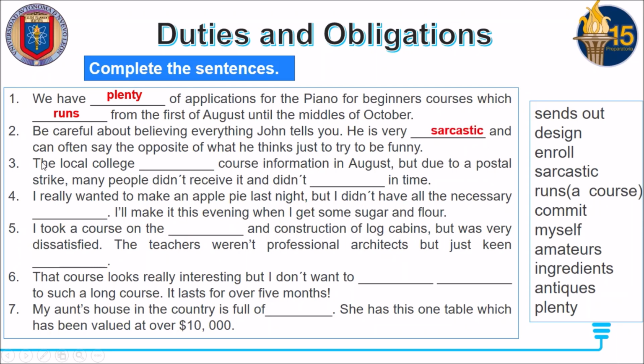Sarcastic. The local college sends out course information in August, like giving. But due to a postal strike, many people didn't receive it and didn't enroll in time. I really wanted to make an apple pie last night, but I didn't have all the necessary ingredients. I will make it this evening when I get some sugar and flour.